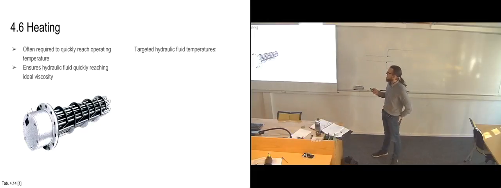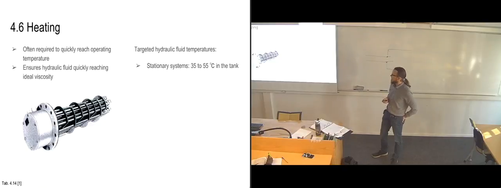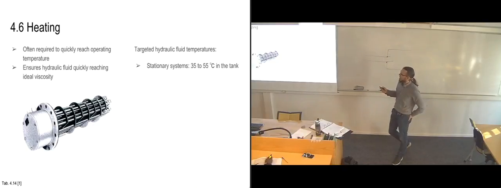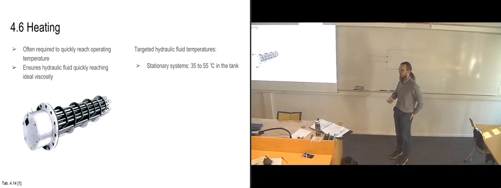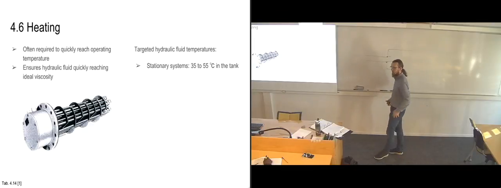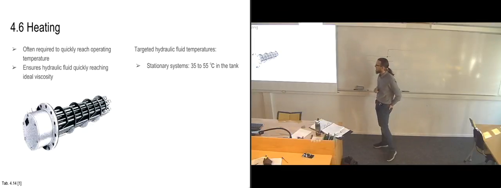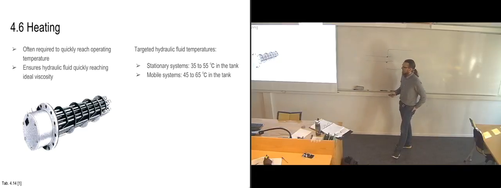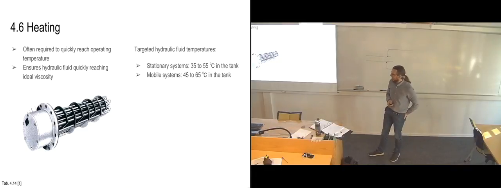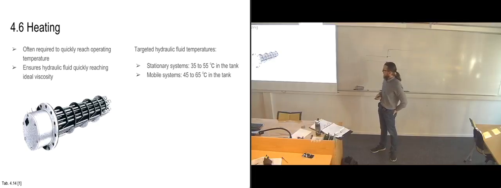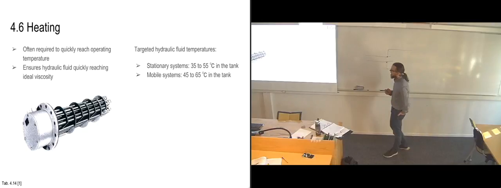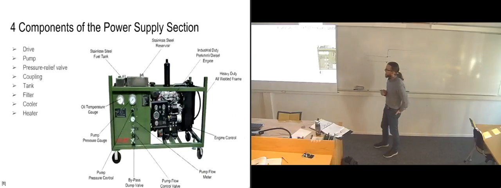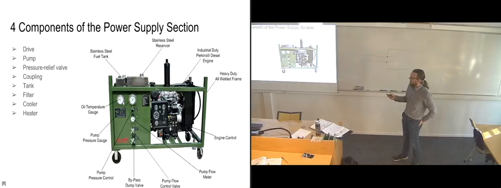And we often want specific temperatures when we are doing it. So we want 35 to 55 degrees in the tank if it's a stationary system, like the one we have in the lab where it's just placed there. It's not going to be moved in any way. And if it's a mobile system, a truck or an excavator or anything, we want it to be between 45 and 65 degrees in the tank. So now we've looked through all of the components of the power supply section.